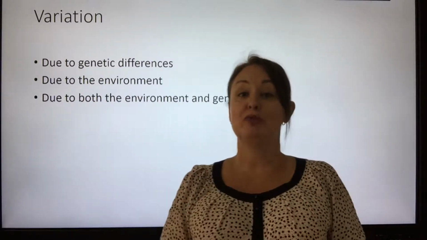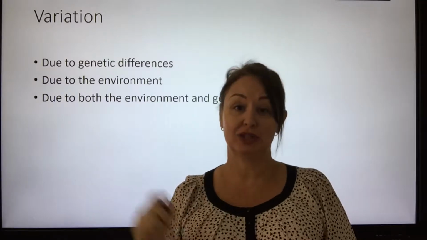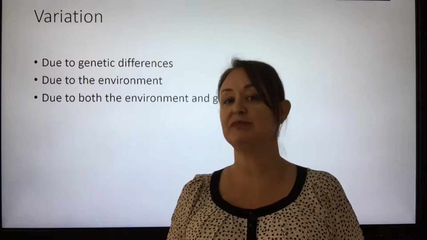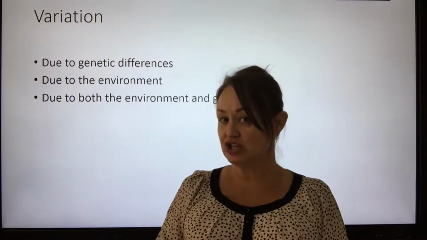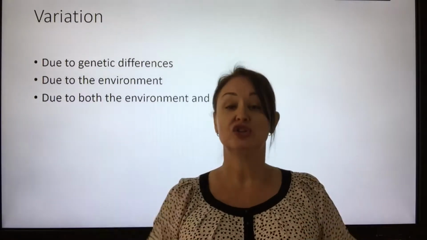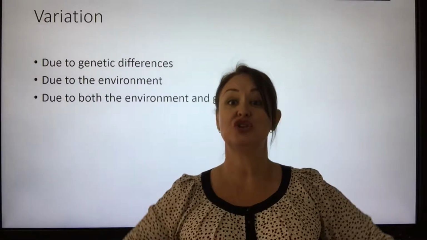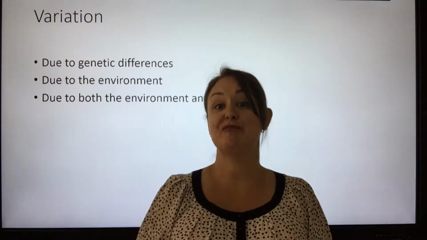For instance, you may have a tall mum and a tall dad, and so you are genetically predisposed to be tall yourself. However, if you're undernourished, you won't actually reach your potential. So the environment has affected the way your genes have made you grow.